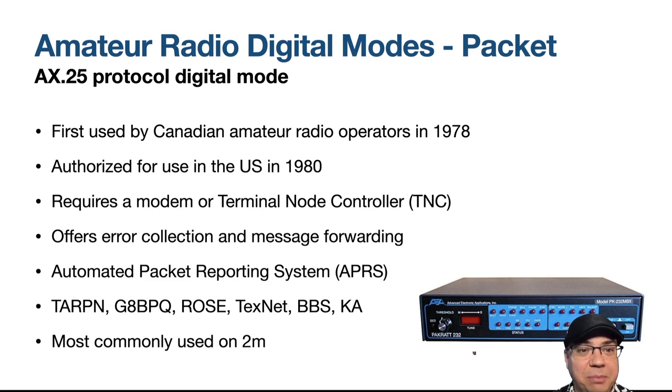So next I'll talk about packet. Packet, what we call packet radio in terms of amateur, is really AX25 in digital. This was first used by Canadian amateur radio operators in 1978. The Montreal Amateur Radio Club pioneered this and developed this technology and started using it. It was authorized for use in the US by the FCC in 1980, because we need permission from the government for everything.